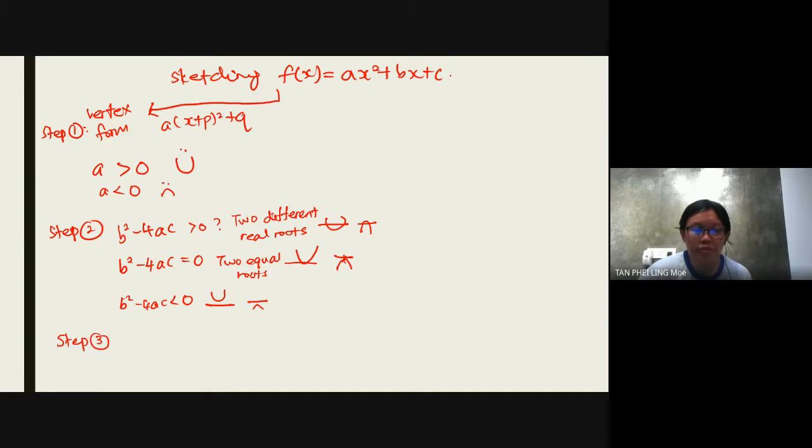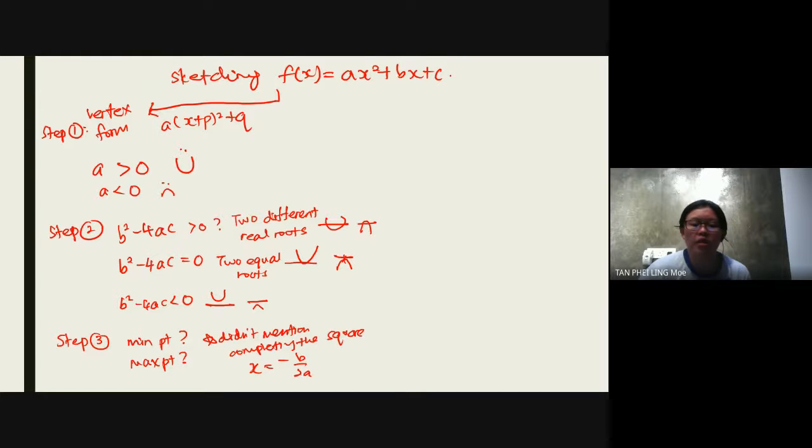you can use the vertex form that you have found, so that you will find out the minimum point or the maximum point. There's a trick here. If your question didn't mention completing the square, then you can actually do it faster by just using x equals minus b over 2a to find out the x of your minimum point. Then you can declare this as your step 4, which is your axis of symmetry as well.